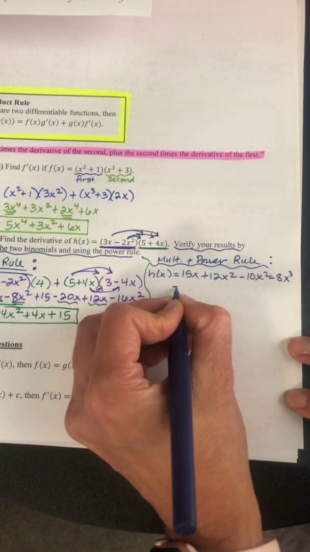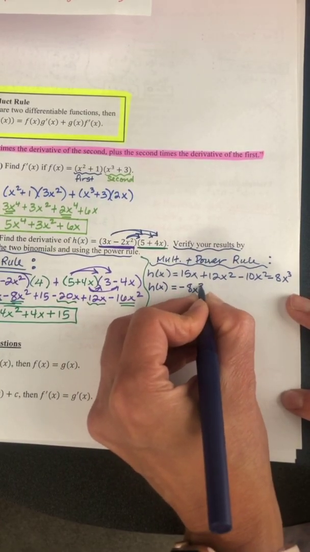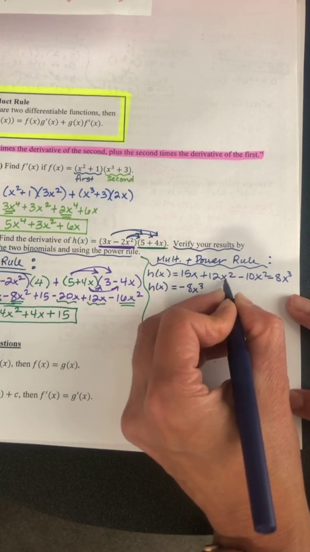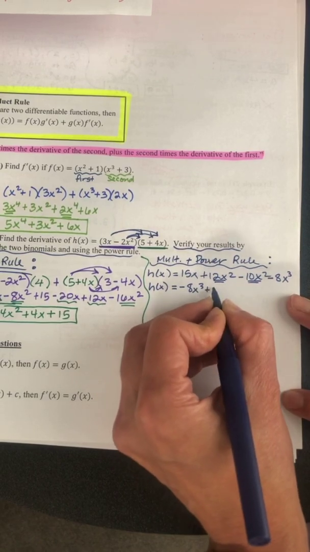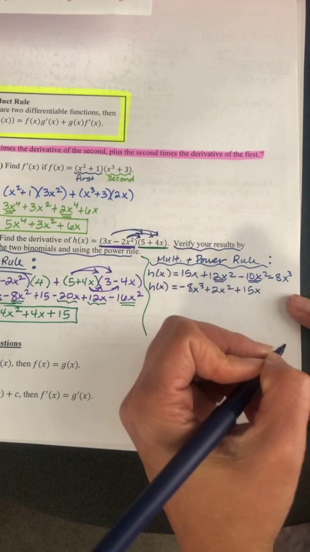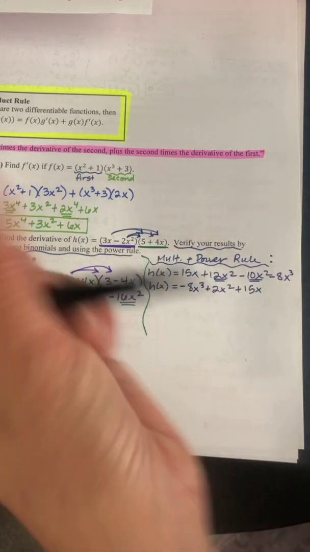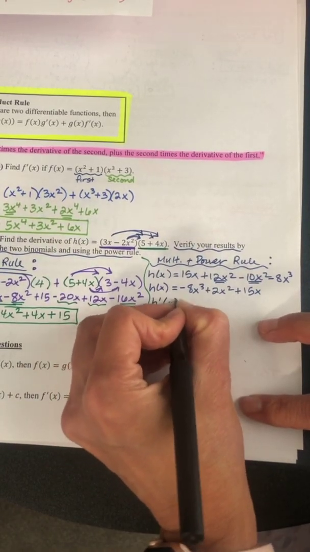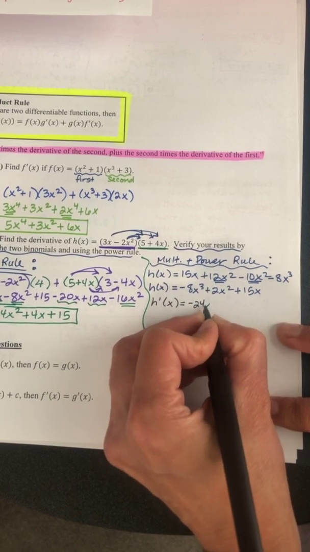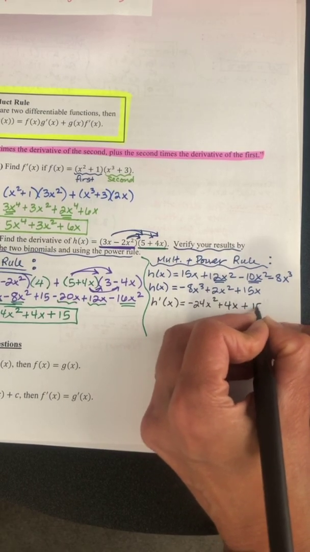So putting this in standard form, I'll have negative 8x cubed. I have a 12x squared minus a 10x squared. Those are like terms, so that would be plus 2x squared, and then plus 15x. Okay, now I am ready to apply the power rule. So h prime of x equals negative 8, well, 3 times negative 8 is negative 24x squared, plus this one would be 4x plus 15.